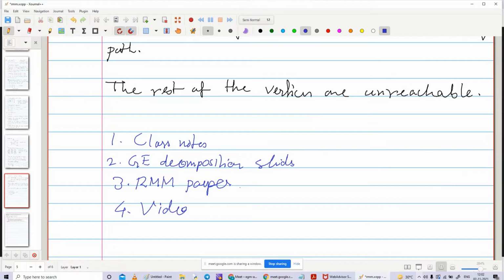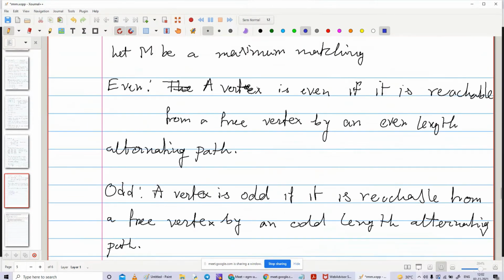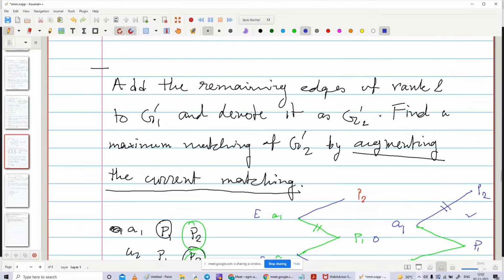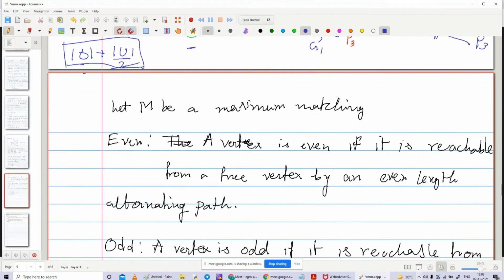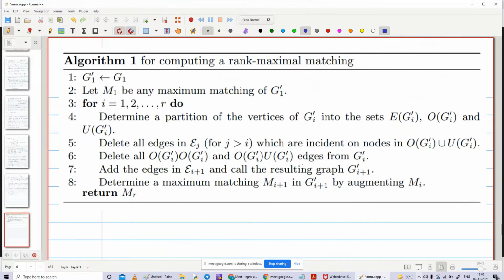Last time I gave you the beginning part of the algorithm, how it will start in the first iteration. So this time we can start with the pseudocode of rank maximal matching. Have you gone over that algorithm from the paper?